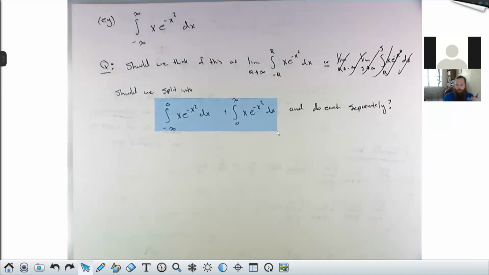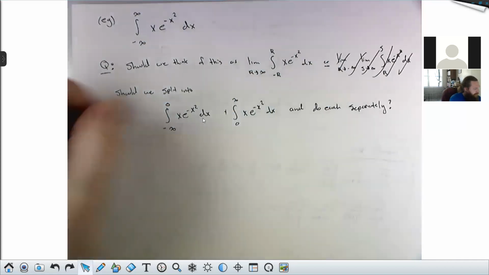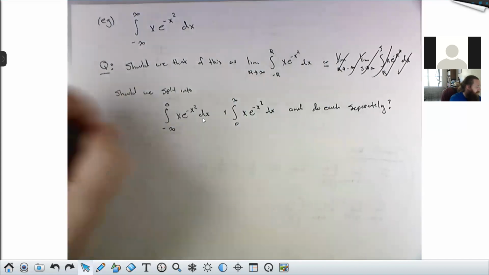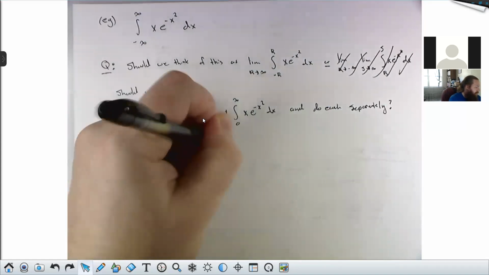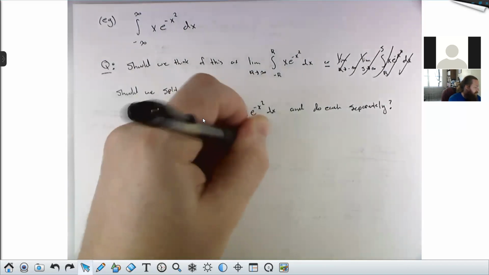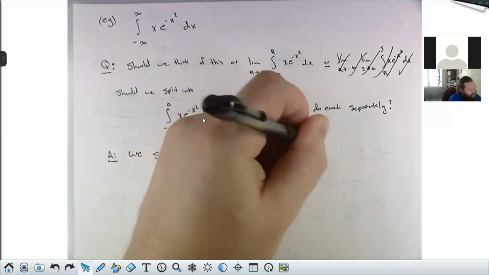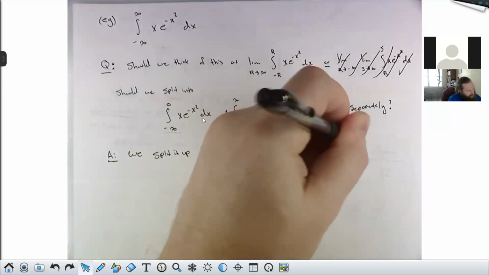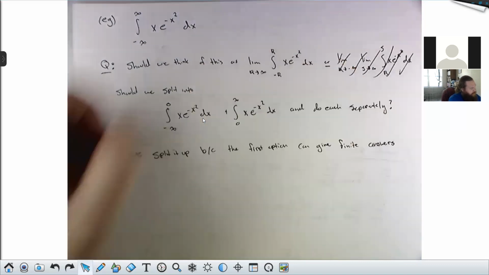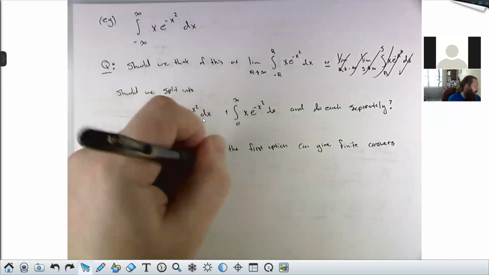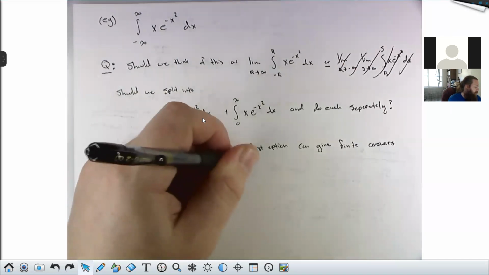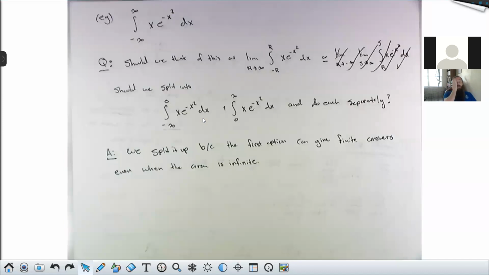We want the integral to converge if and only if the area being measured is finite. If you do it like this rather than like this, then it's possible to mess that up. So the answer here, we split it up, because the first option can give finite answers even when the area is infinite. And I'll show you an example of where that first one can get you in trouble.